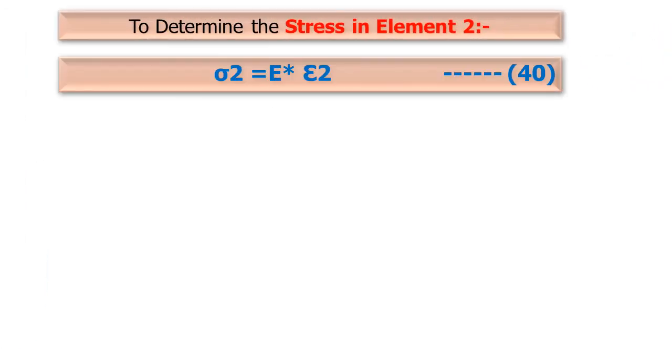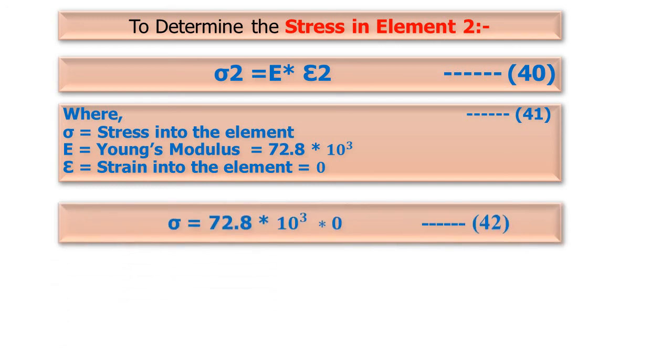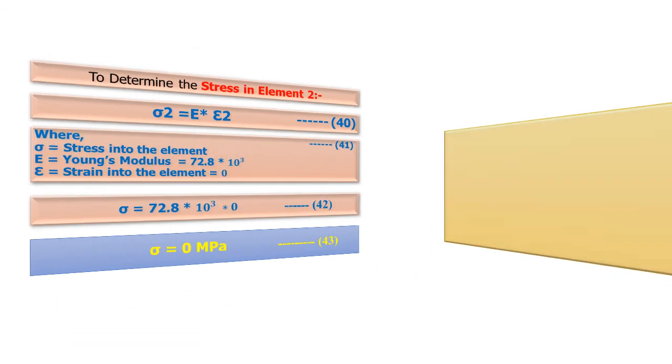Strain is 0. We calculate stress in the second element by using the formula stress is equal to Young's modulus into strain. Young's modulus is 72.8 into 10 raised to 3 while strain is 0. After putting the value of strain and Young's modulus, we get sigma is equal to 0 megapascal.